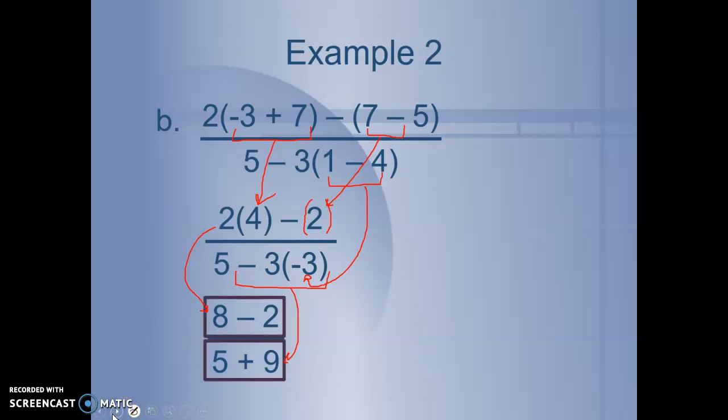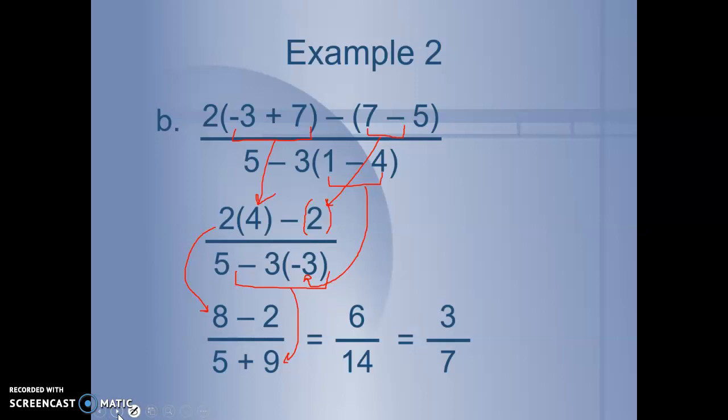We're then going to do our addition and subtraction from left to right. 8 minus 2 is 6, and 5 plus 9 is 14, which gives us 6/14. That's a fraction that we can then reduce, dividing both the numerator and the denominator by 2 to get down to 3/7.